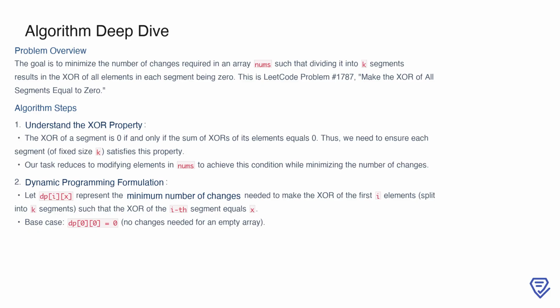Here, we define DP[i][x] as the minimum number of changes required to make the XOR of the first i elements, divided into K segments, such that the XOR of the current segment equals x. We start with the base case where no elements mean no changes are needed, so DP[0][0] equals 0. From here, we build the solution iteratively.